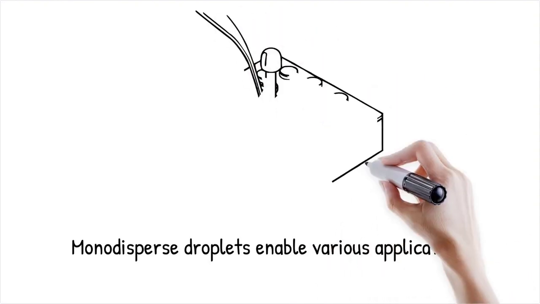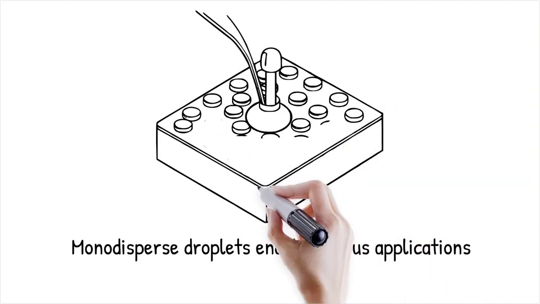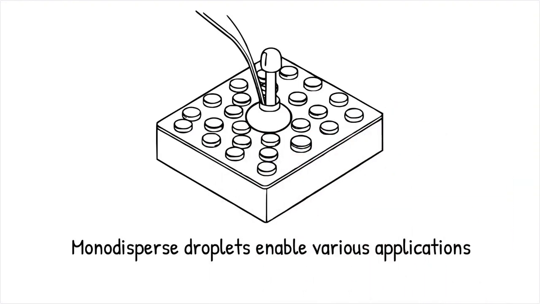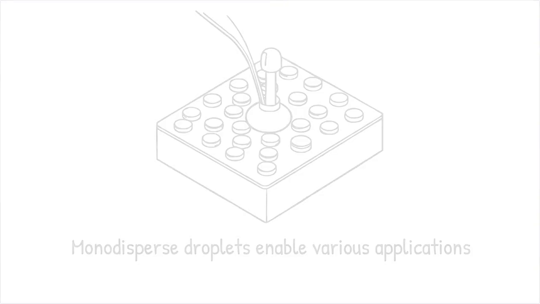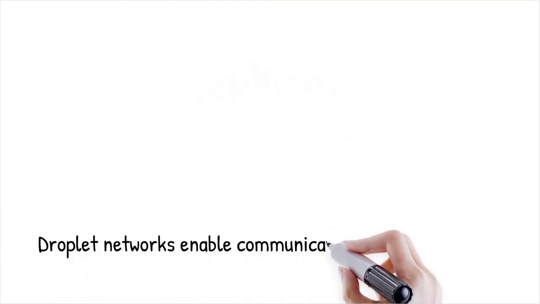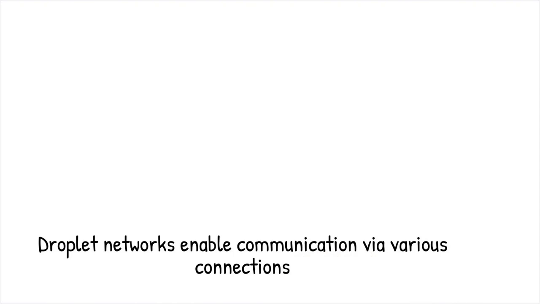A T-junction chip forms uniform water and oil droplets for PCR reactions. Like forming bubbles in a soapy stream, each droplet is a self-contained compartment. Droplet networks form when multiple droplets are brought into contact and interconnected through lipid bilayers, electric fields, or embedded channels.